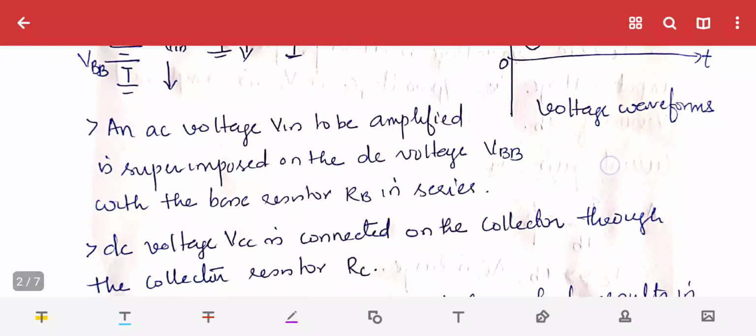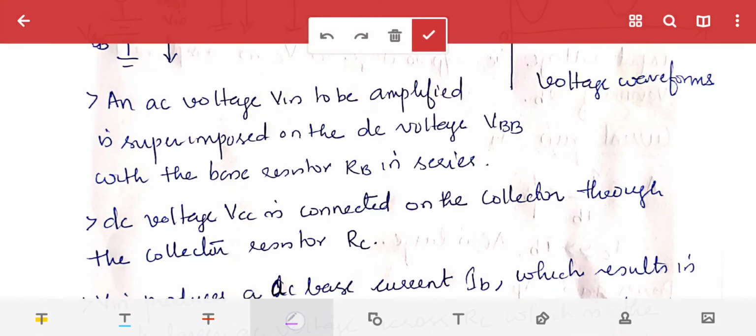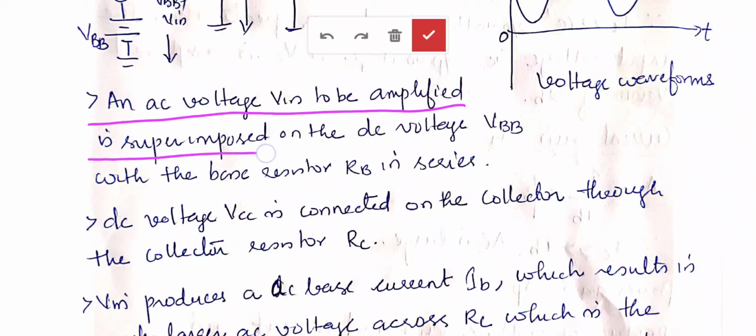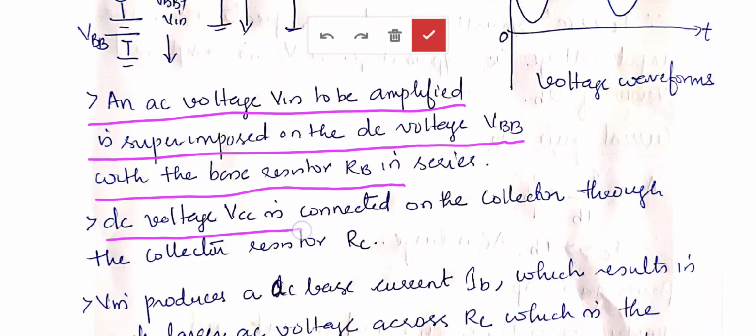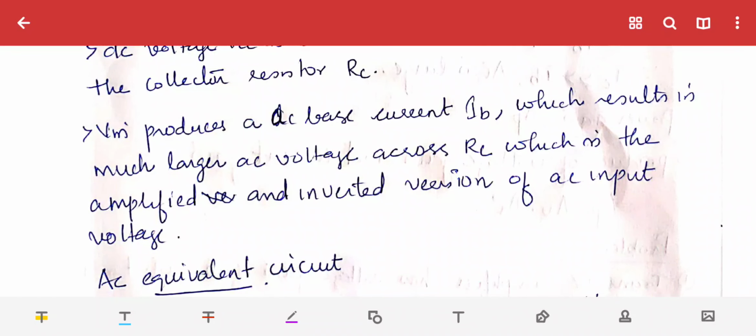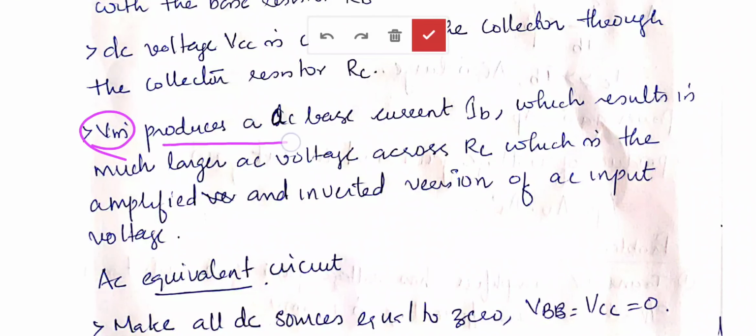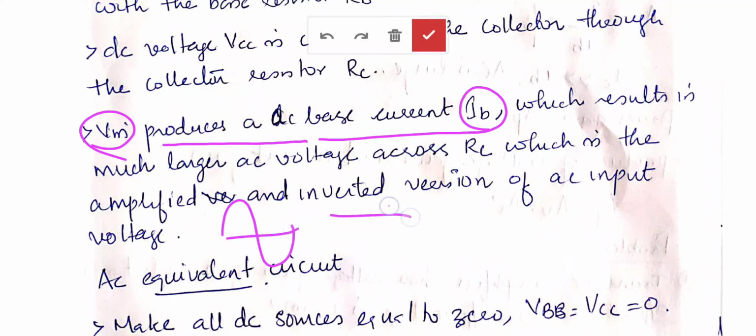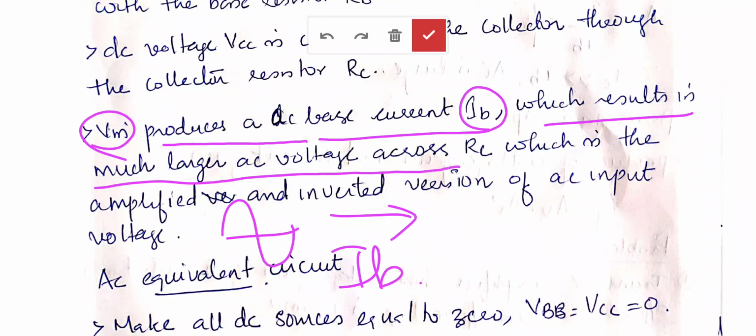So the details which I have explained are given here. AC voltage Vin, which is to be amplified, is superimposed on a DC voltage VBB with the base resistor RB, and DC voltage VCC is connected to the collector through the collector resistor RC. The input voltage Vin produces an AC base current IB. Due to this input sine wave, a base current IB is produced, which results in a much larger AC voltage across RC, the load resistor or collector resistor.